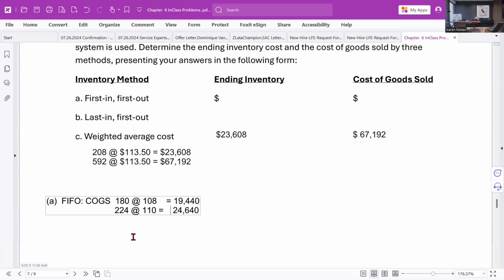How many is that? Well, let's just put in a little subtotal here. What we have so far, 180 and 224 is 404, but we sold 592. So that means we need a few more units, right? How many more do we need? That means we need another 188. How do I know that? Because 404 plus 188 is 592.